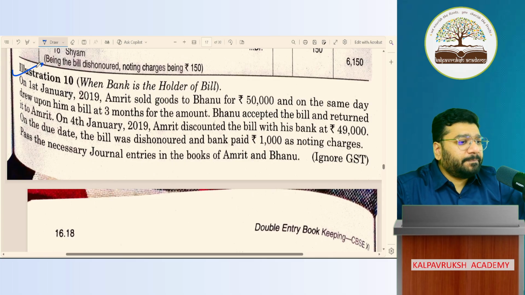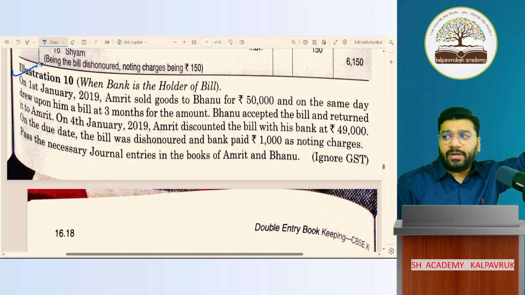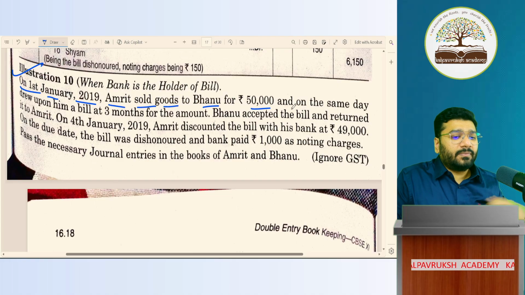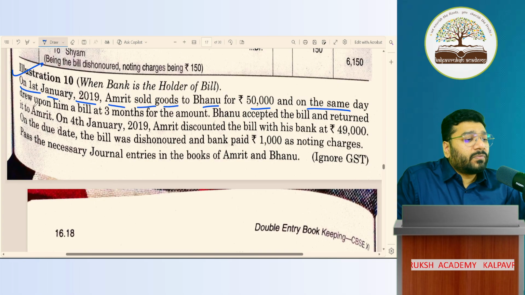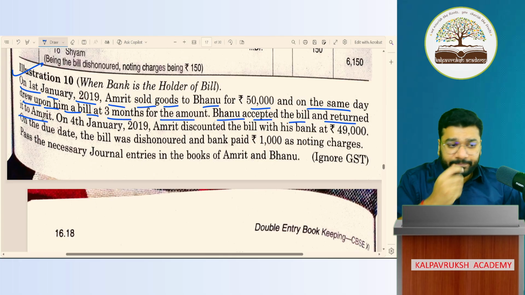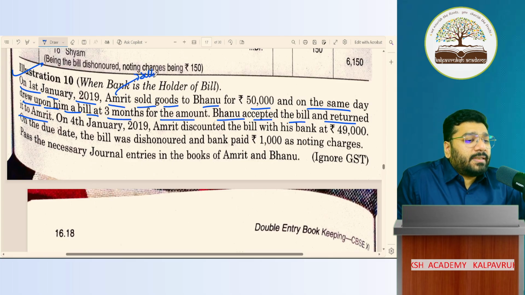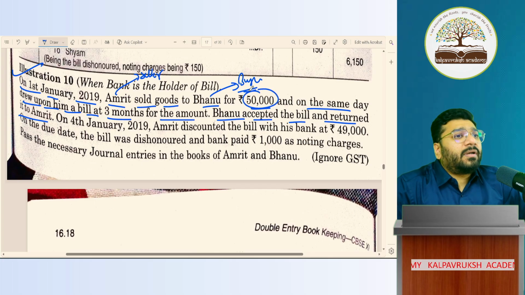So this is case 2, where the bill is discounted and then subsequently dishonored. Are you ready? Can I do it? It says that on 1st Jan 2019, Amrit sold goods to Bhanu for 50,000, and on the same day drew upon him a bill at 3 months for the said amount. Bhanu accepted the bill and returned it to Amrit. Who's Amrit? Seller. Who is Bhanu? Buyer. Transaction value 50,000.